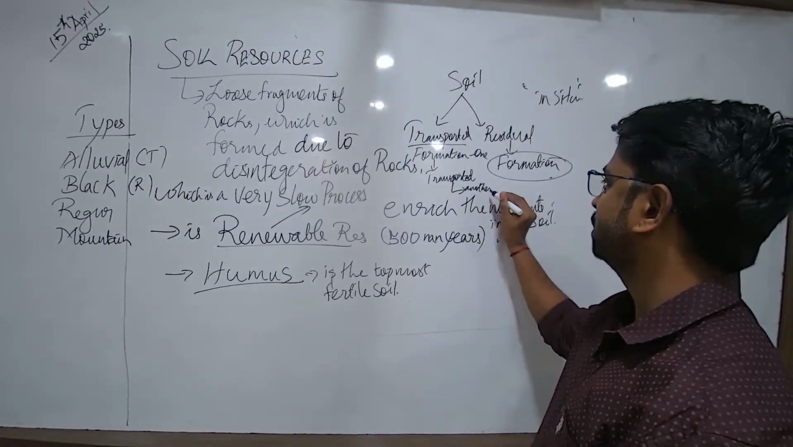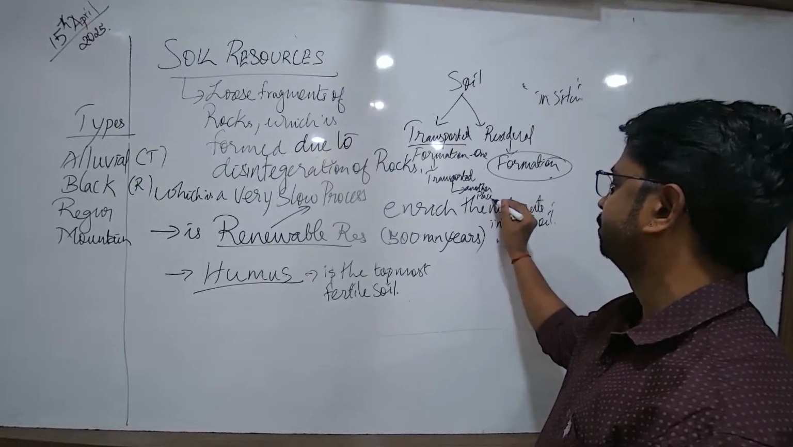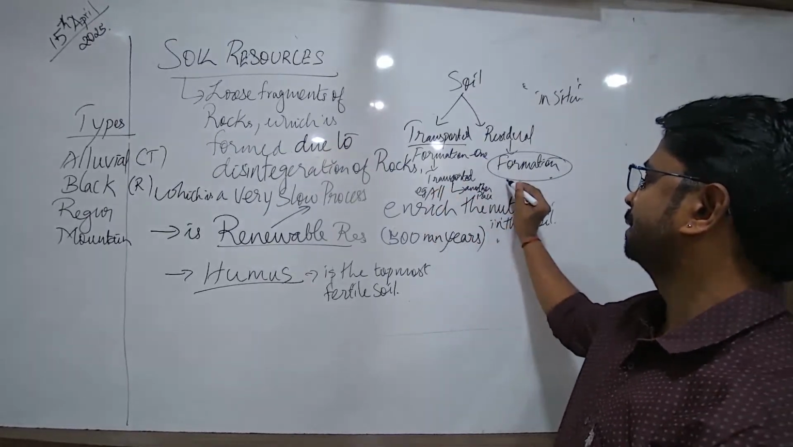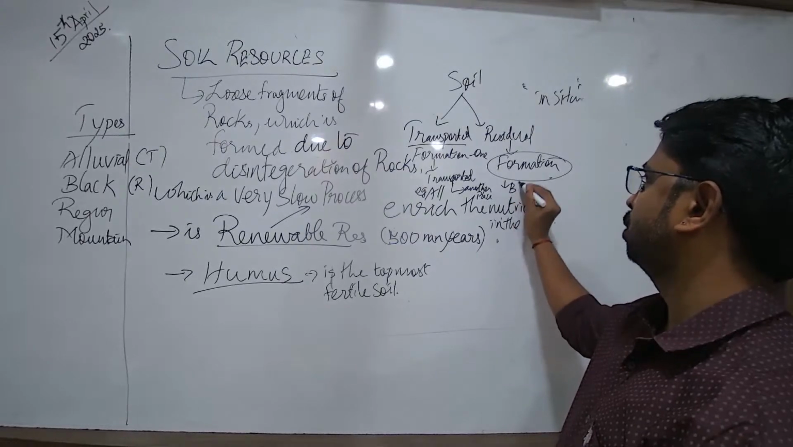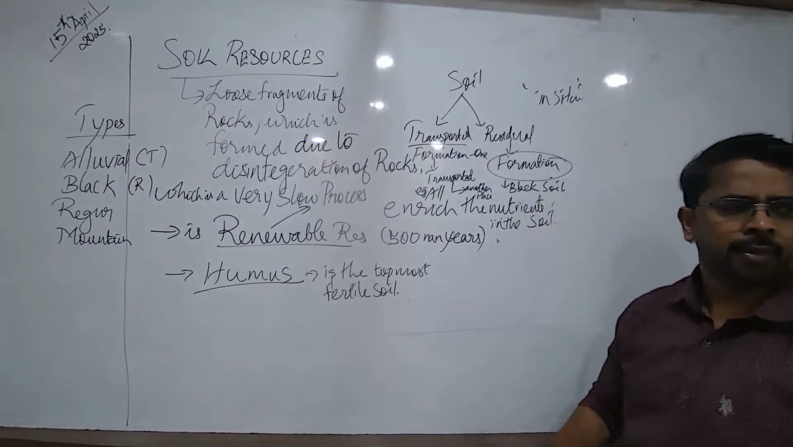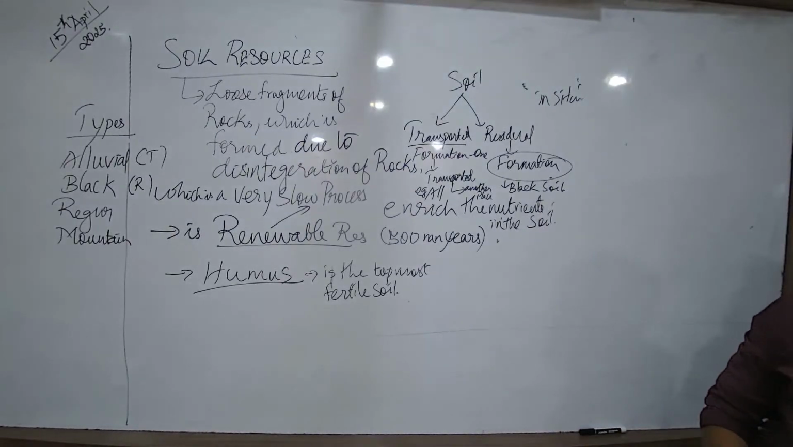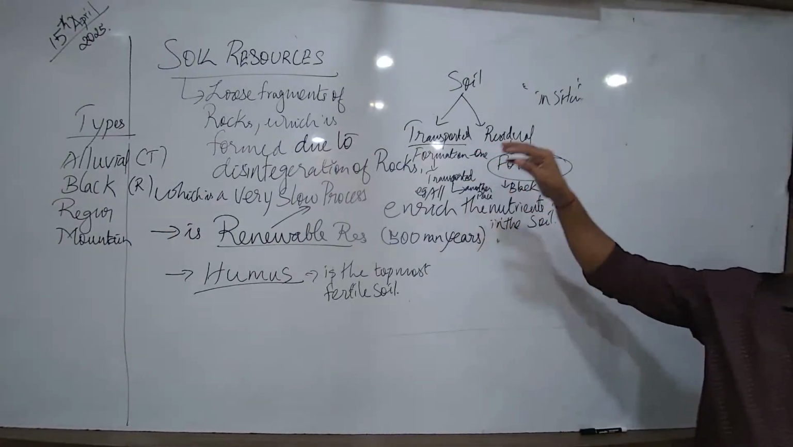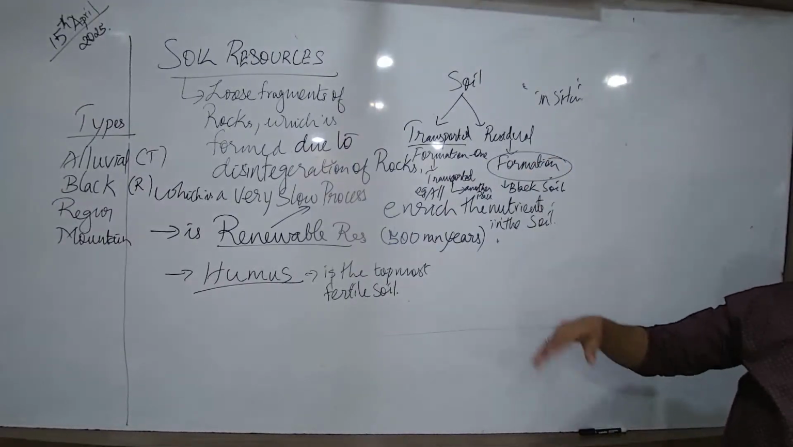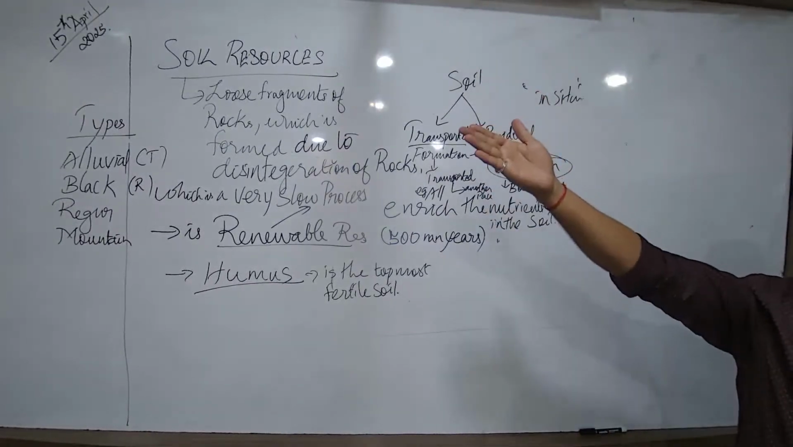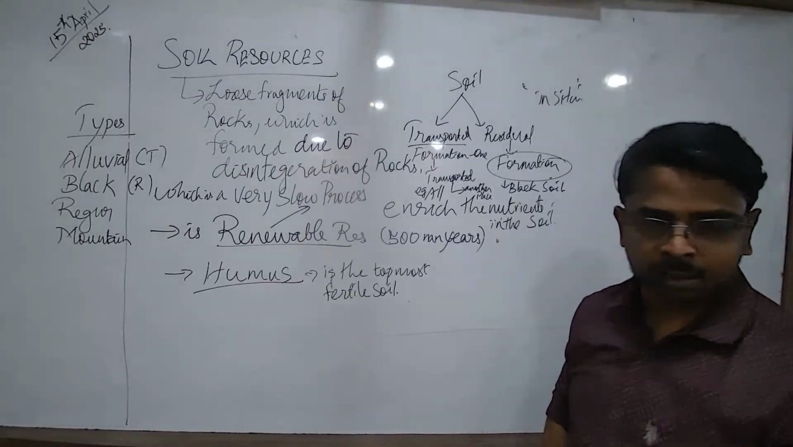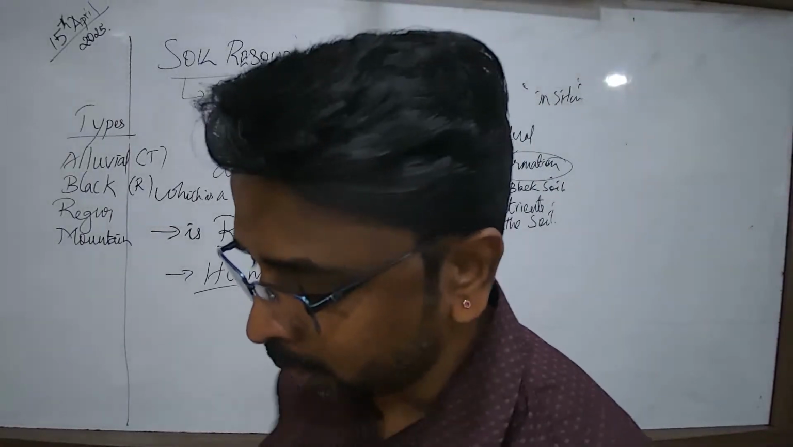What is the best example? Alluvial soil is the example, correct? And the best example of residual is black soil. So write this: black soil. Where the soil is formed, it is found right there, so this is called residual. Transported means formation is in one place but it is found in a different place. It is transported by wind, by water, etc.